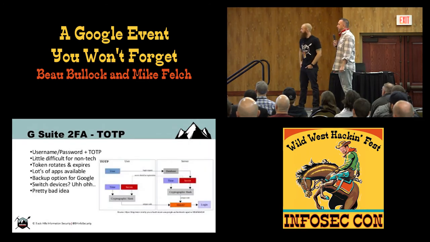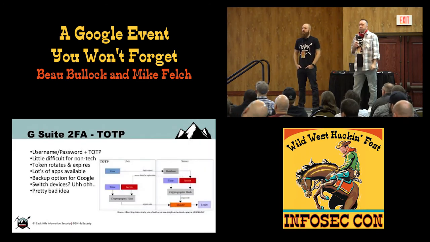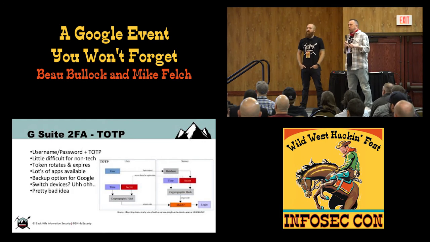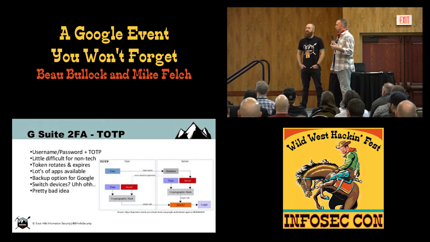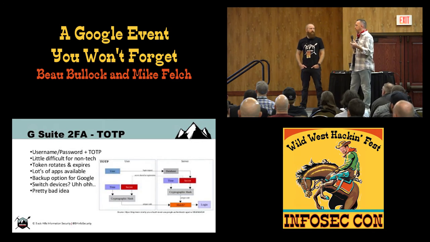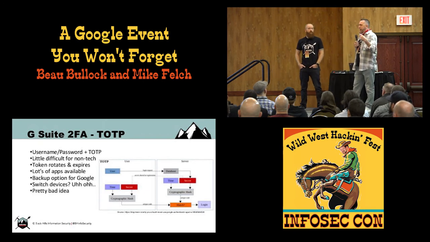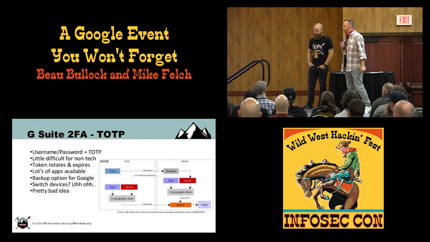And then next is a time-based one-time password. So this is like the Google Authenticator app. You get a token, it expires every 30 seconds. It's a little bit more difficult to enroll for if you're non-technical, but there are lots of different apps available. There's Duo Security, there's the Google Authenticator app, there's other ones. This is also a backup option for Google. I'm bringing up the backup option for a reason because we'll talk about that a little bit later.